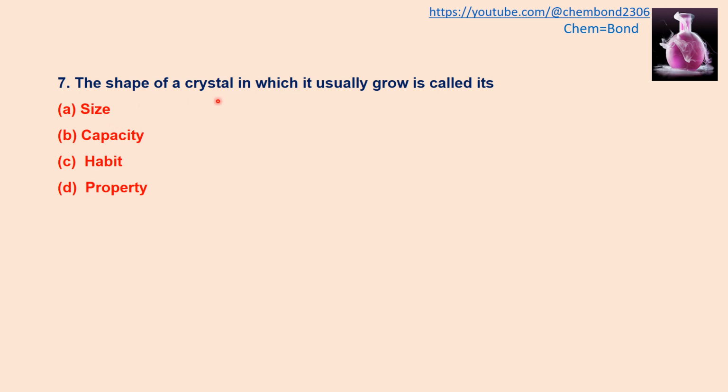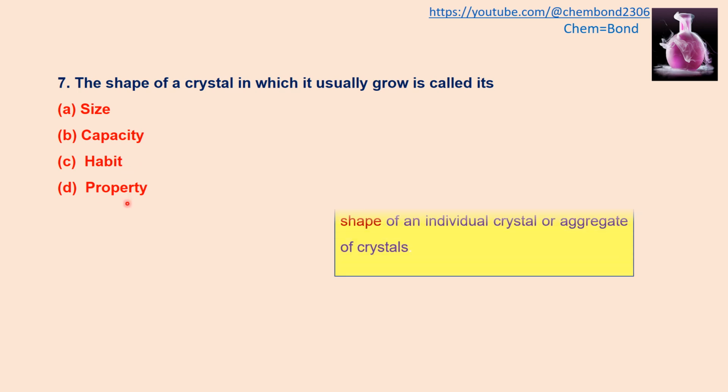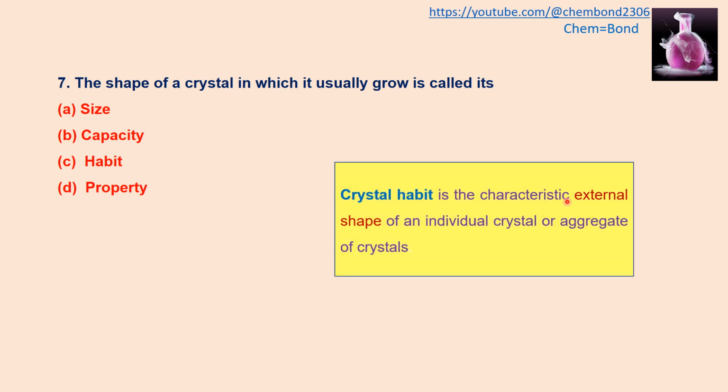The shape of the crystal in which it usually grows is known as: size, capacity, habit, property. So the crystal habit is the characteristic external shape of the individual crystal or aggregates of crystal. So the answer is habit of crystal.